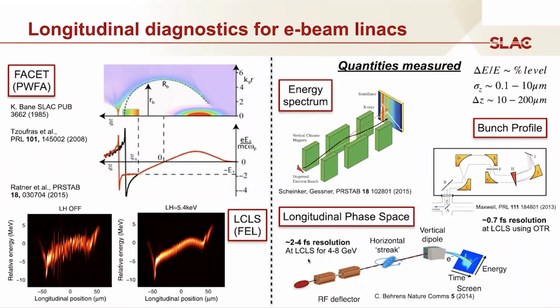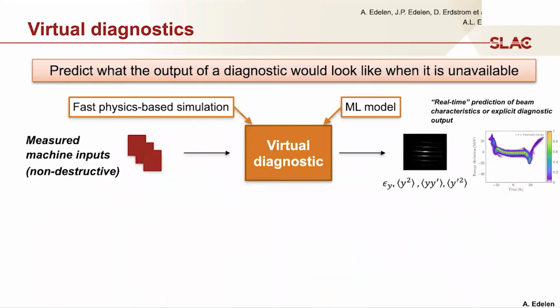So the full 2D longitudinal phase space could be measured using a transverse deflecting cavity. Unfortunately, this measurement is intercepting, whereas these two are not. And so this is where virtual diagnostics come in. A virtual diagnostic, for those of you who aren't familiar with the terminology, is just a computational tool which predicts what the output of a particular diagnostic would look like when that diagnostic is unavailable for whatever reason.